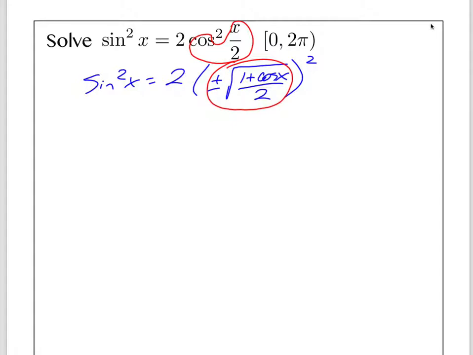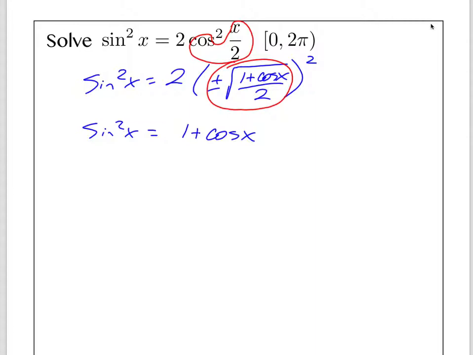Now, what happens to the plus or minus since it's being squared? Because if I square anything, what's going to happen to the sign? It's going to be positive. So plus or minus is going to go away because of the square. And what happens with the square and the square root? They cancel each other out. And then what happens with the 2 and the 2 on the bottom? So all I have on the right side is what? 1 plus cosine x. That was magical. Make sure you see the moves we did there.